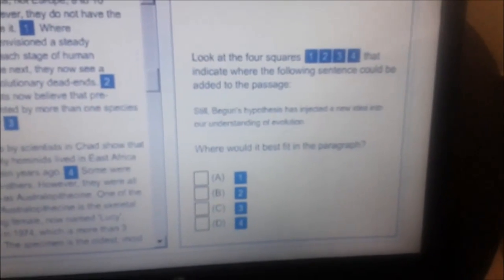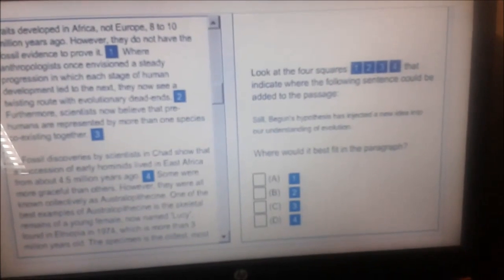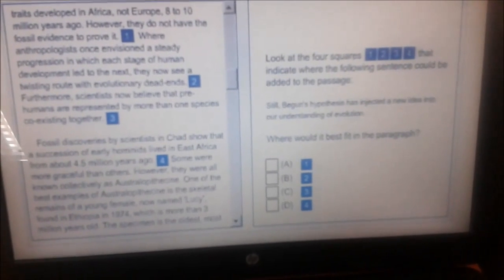The test also usually automatically scrolls to the paragraphs with the squares. So you need to read the sentence to determine if it is starting a general idea or is talking about a specific example or detail.